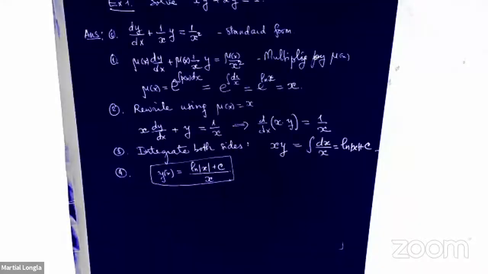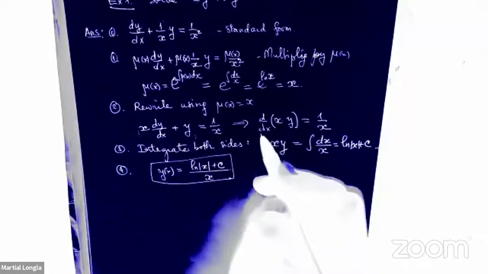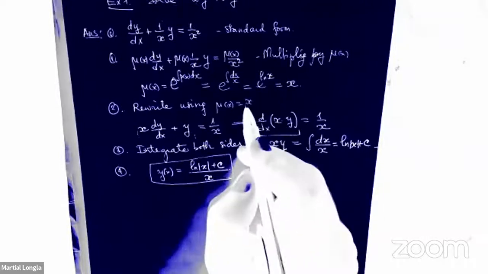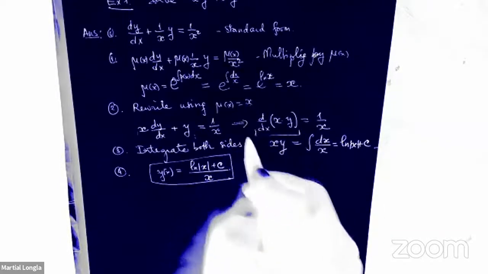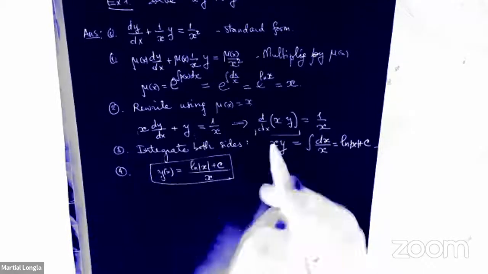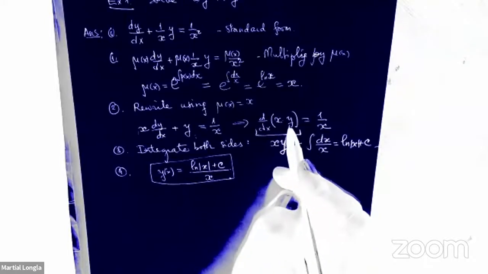Mr. Long, I have a question. Yes, sir. Shoot. So in step two there, why did the plus y just disappear? It didn't disappear. This here is exactly this. That's the whole point of finding mu of x. The whole point of finding mu of x is to make that left-hand side the derivative of mu of x times y.